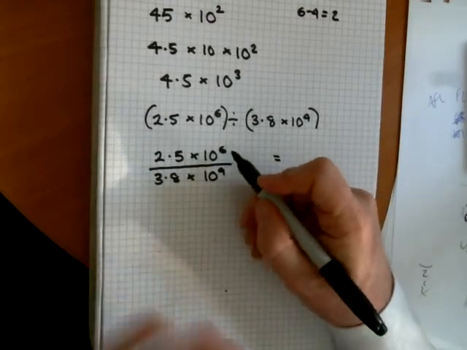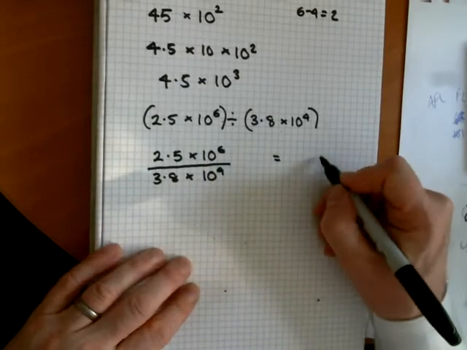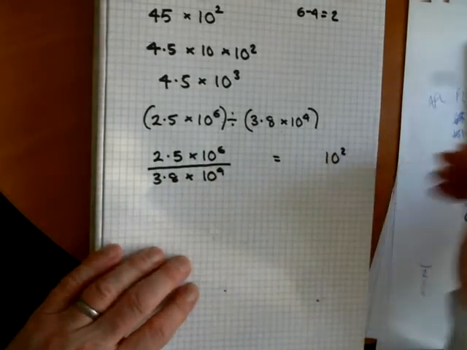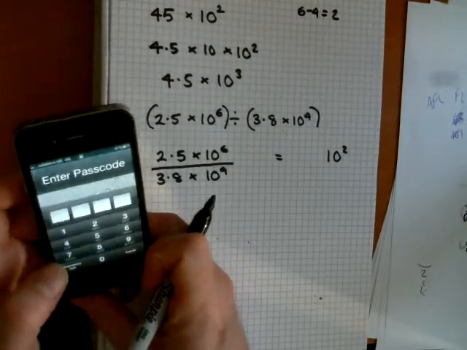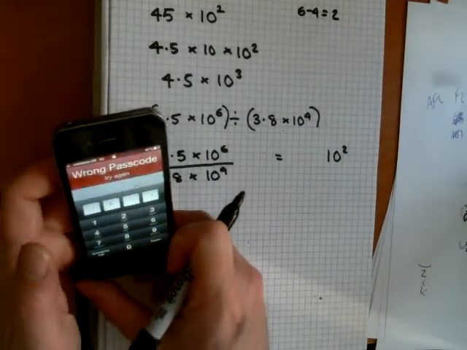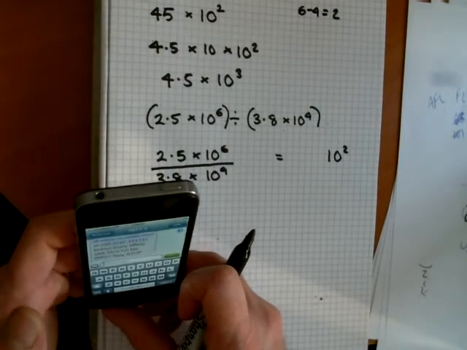We know, if we know our laws of indices, that we must subtract when we divide, so it's 6 take away 4. So our power is 10 squared. But we've got to do 2.5 divided by 3.8, so I'll do that next on my iPhone.